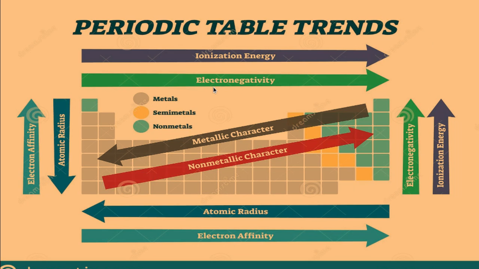And then electronegativity: as you move left or right across the period, it increases. As you move down or up, it decreases. And then your nonmetallic character goes that way, metallic character goes that way. Atomic radius, as you move this way, it gets smaller. As you move down, it gets bigger.